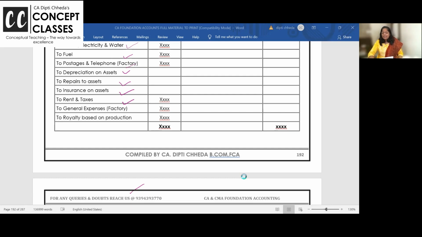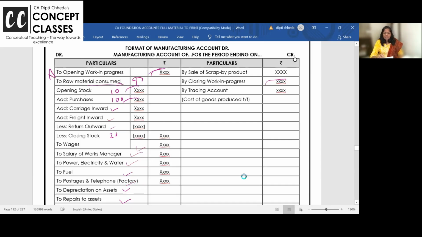Yes. Look at the debit side of the manufacturing account. Opening work in progress, raw material consumed and all expenses. Credit side: sale of the byproduct, superb. From peanuts, when I'm making oil, when I'm making refined oil, okay, right?